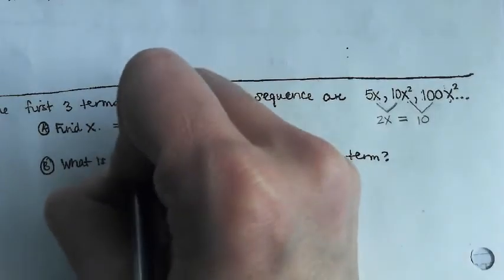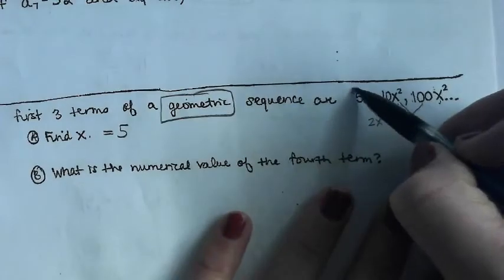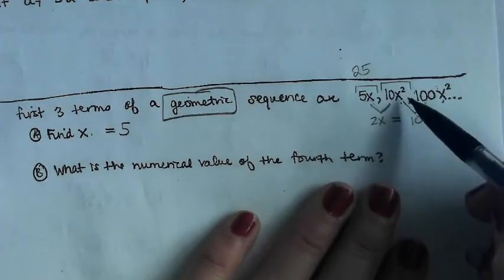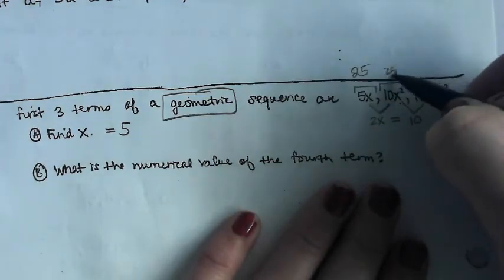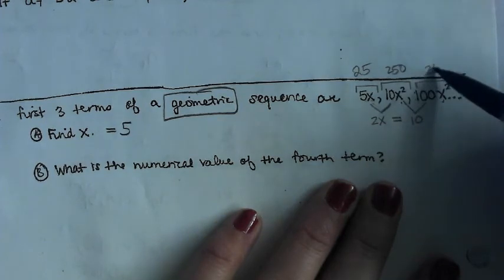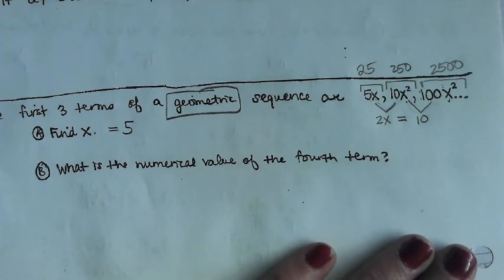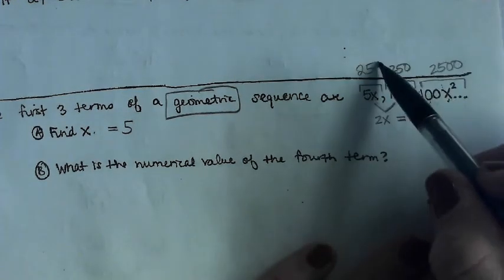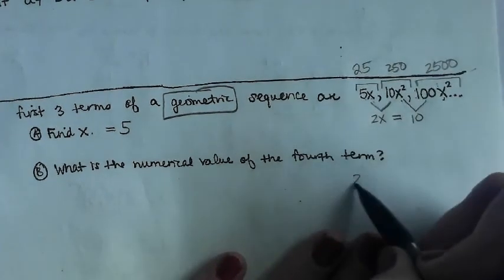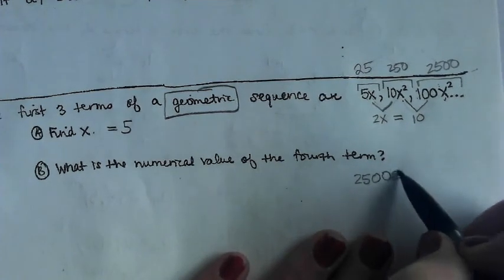So x equals 5. And then you can kind of go back through and say, okay, so now that I know what x is, my first term was 25. My second term was 250. And my third term was 2,500. Just by plugging in my x's. So you can see it now. Times 10, pretty obvious. Times 10, pretty obvious. What's my next term going to be? What do you do when you multiply a number by 10? Add a 0.